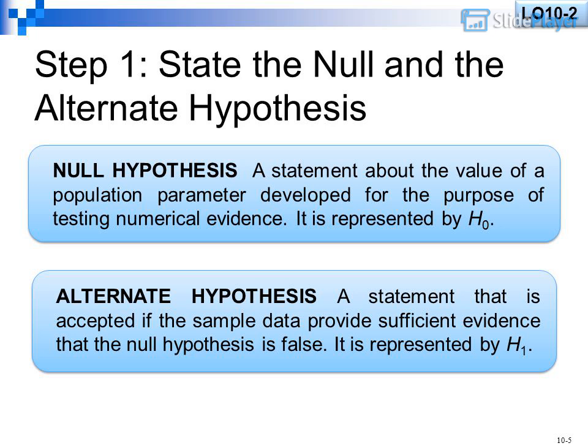LO10-2. Step 1. State the null and the alternate hypothesis. Null hypothesis: a statement about the value of a population parameter developed for the purpose of testing numerical evidence. It is represented by H0. Alternate hypothesis: a statement that is accepted if the sample data provide sufficient evidence that the null hypothesis is false. It is represented by H1.